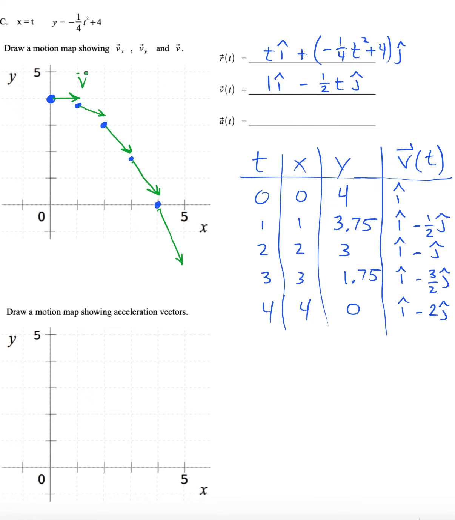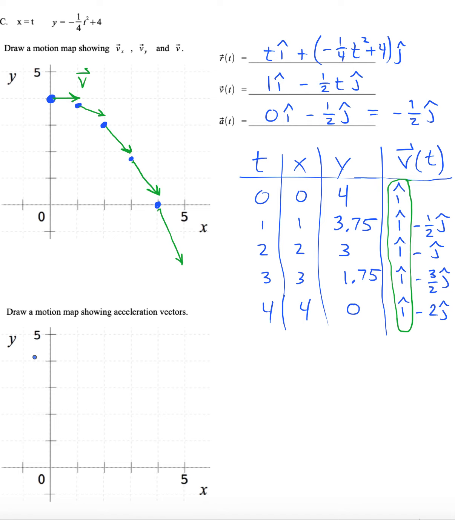We can see how the velocity of this particle is changing with time. Something's causing it to be pulled in the downward direction. But we notice that the horizontal component isn't changing at all. So what's causing it to bend like that? Well, there must be an acceleration. So let's go ahead and find the derivative of the velocity. We'll get 0i minus 1/2 j. Or in other words, it simplifies to just negative 1/2 j.